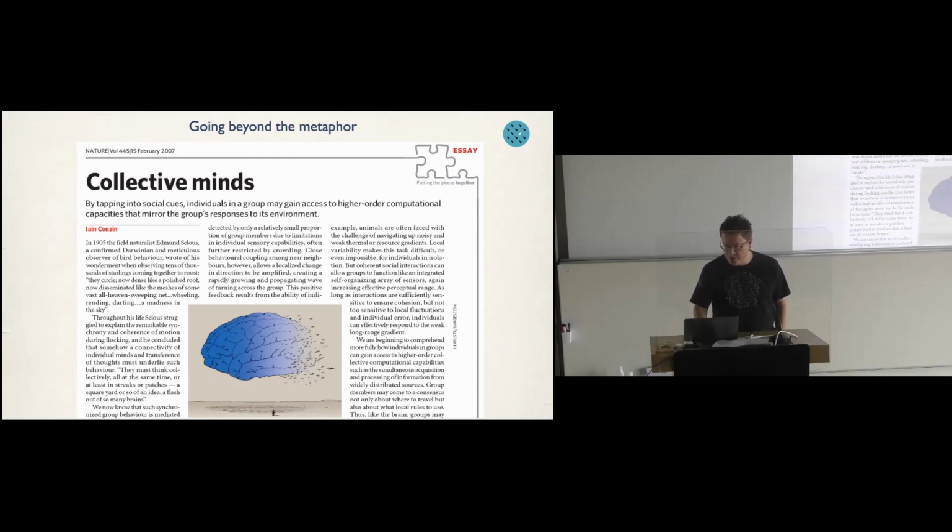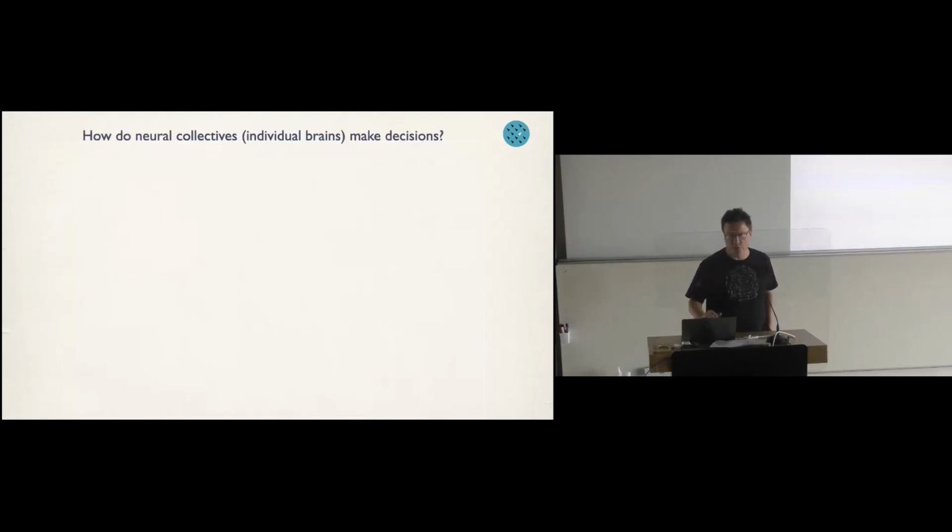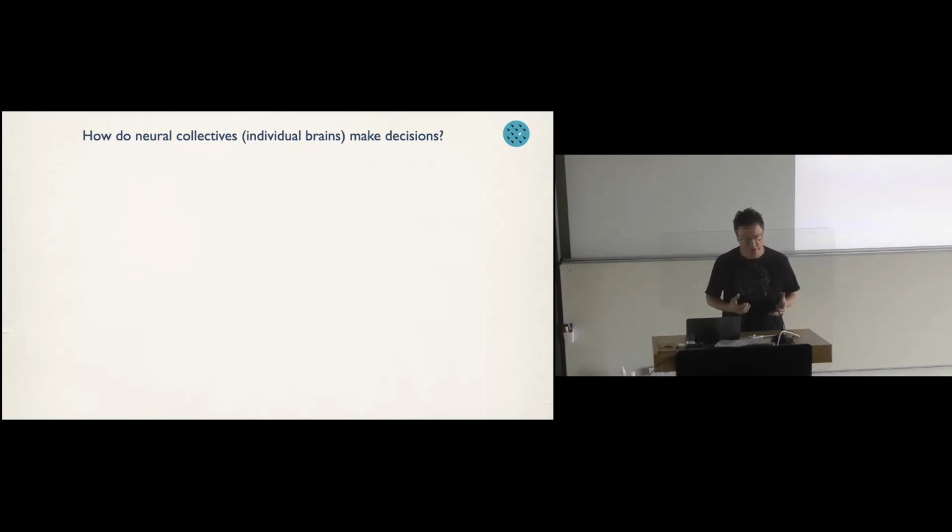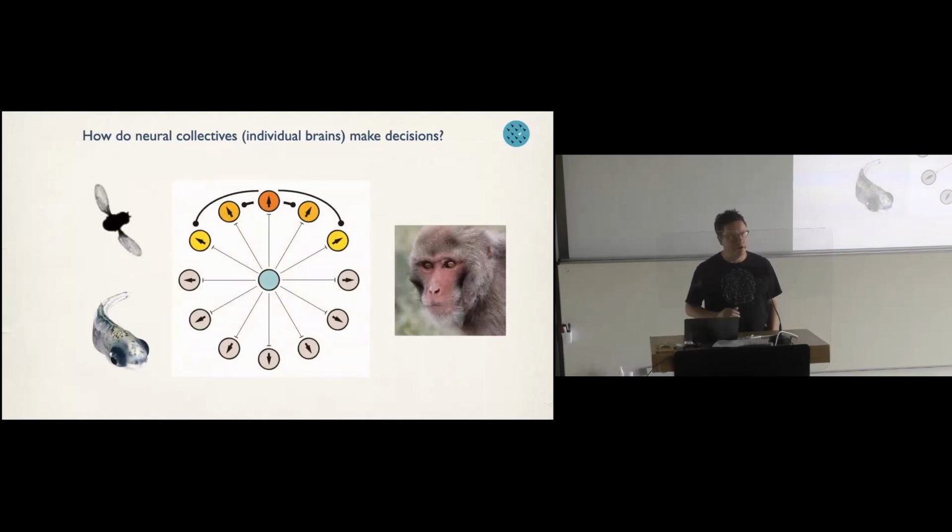So this is now unpublished work. It's in revision at the moment. So I want to ask the question, how do neural collectives or individual brains make decisions? Because I realized that I've been thinking about these vectorial integration problems, and that's really what the animals are doing as well. Whether you're an invertebrate or a simple or an advanced vertebrate, you have to make sense of this vectorial world.